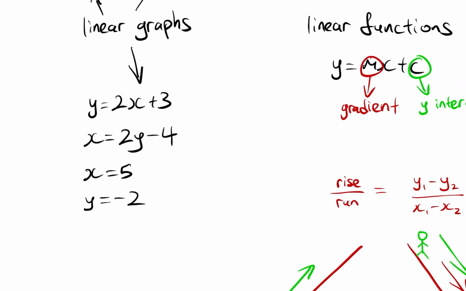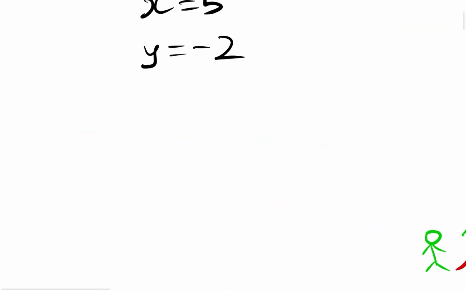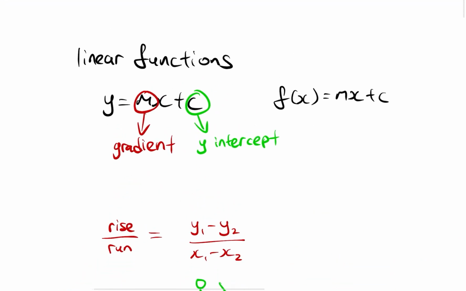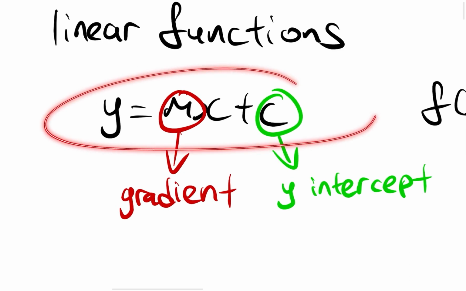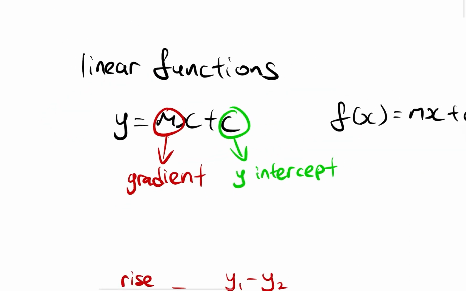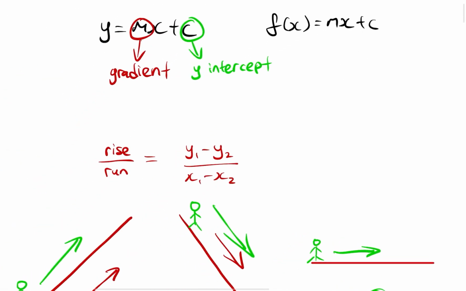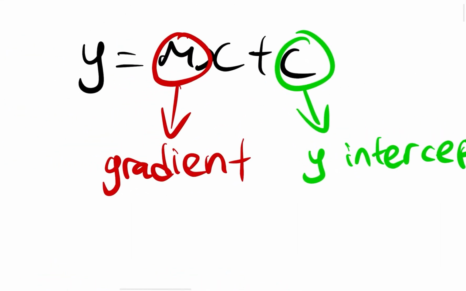But what do they look like? They're basically straight lines. They can be vertical, horizontal, or oblique. We also need to learn what linear functions are, which are usually denoted by y equals mx plus c, or you can just write this as a function. c is the y-intercept, where the graph intercepts the y-axis, and m is the gradient.